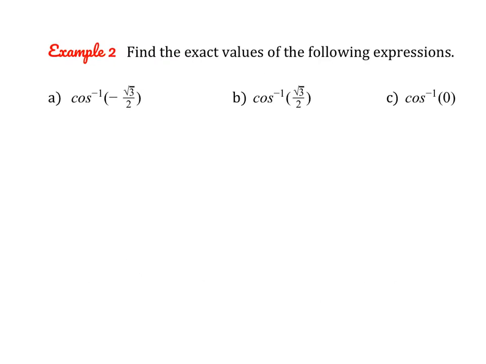Okay, so now we're going to try to evaluate a few arc cosine problems. So let's review again what the domain and range are. The domain, so our input, can be any number between and including -1 and +1. And then our range is different than arc sine, so we need to be careful. It is everything between 0 and pi.